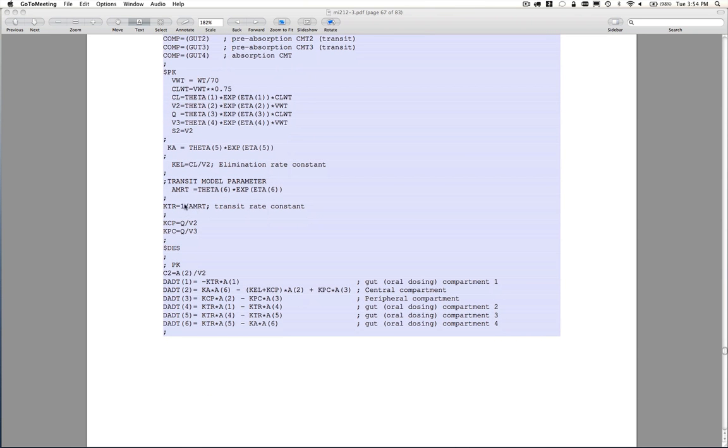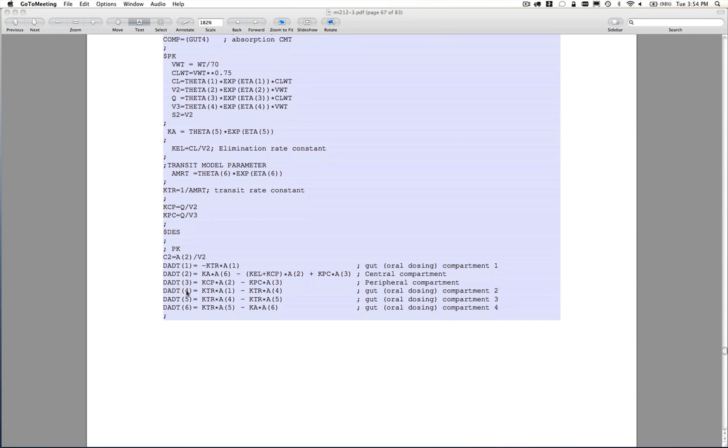I made the statement here about N plus 1 and then I didn't do it here. But that K transit is going to be N plus 1 over the mean transit time. So that just needs to be switched there to 4. And then the differentials that we write for that are a little bit backwards here because the lags are actually down here in 4, 5, and 6. Those lags feed into the absorption from the central compartment.